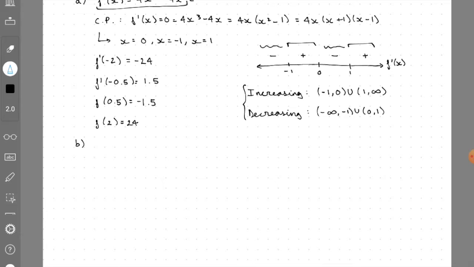If we look at this number line again, we see that the slope here is going to be negative and then it's going to be positive. Here it's going to be positive and then it's going to be negative.